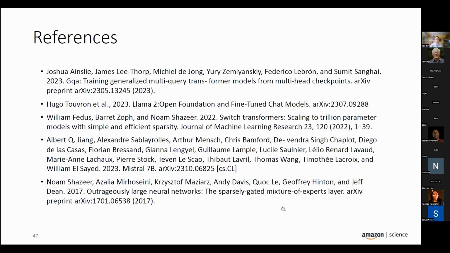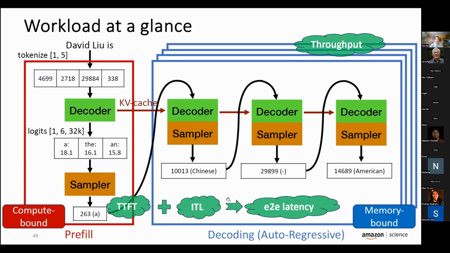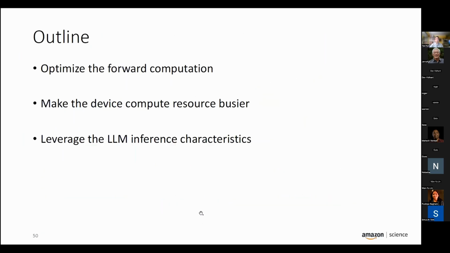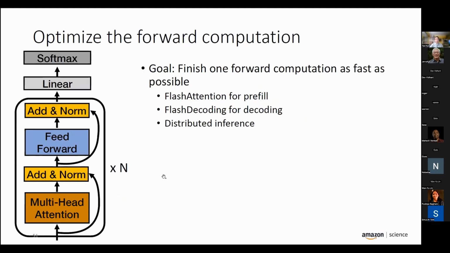Then we talked a little bit about whether we can optimize the forward computation. If we have a GPU, can we optimize its use, get it closer to 100%, and then leverage some special properties of these decoder-only LLMs to improve inference?